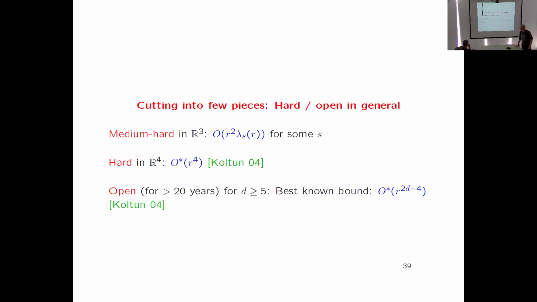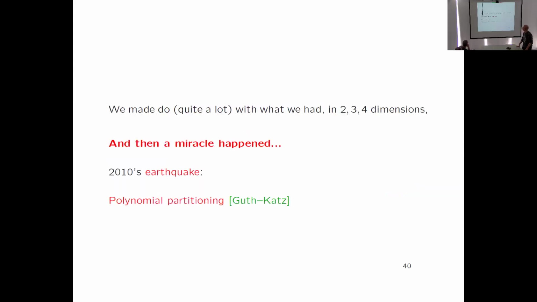If you can just bootstrap using the 4th dimension to bootstrap a bound, and you get R to the 2D minus 4, you add 2 to the exponent for each other dimension, which is not good. But that's the best we know after 20, 30, whatever years you want to do.